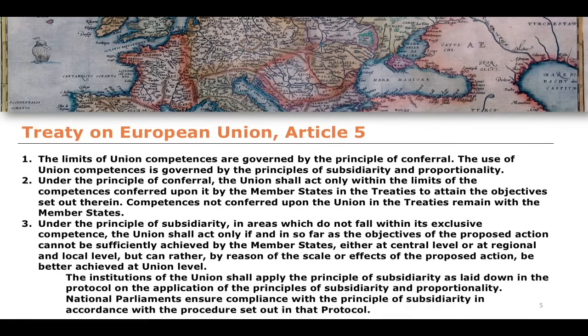The institutions of the Union shall apply the principle of subsidiarity as laid down in the Protocol on the application of the principles of subsidiarity and proportionality. We'll get to that in future lessons. National parliaments ensure compliance with the principle of subsidiarity in accordance with the procedure set out in that protocol.